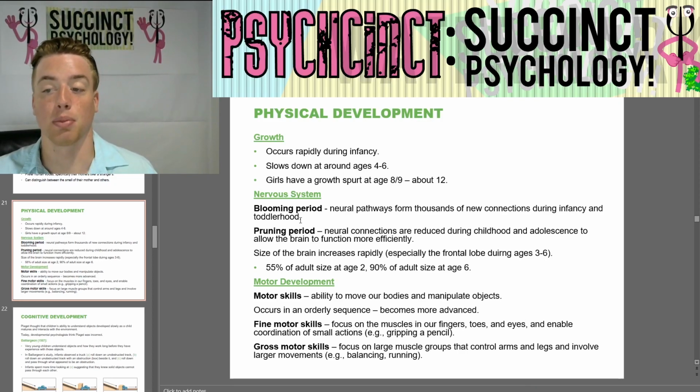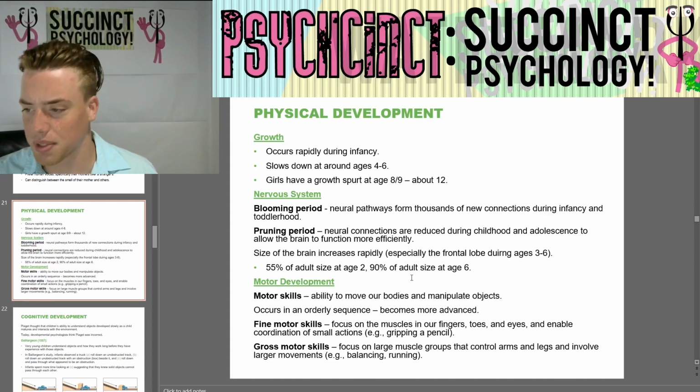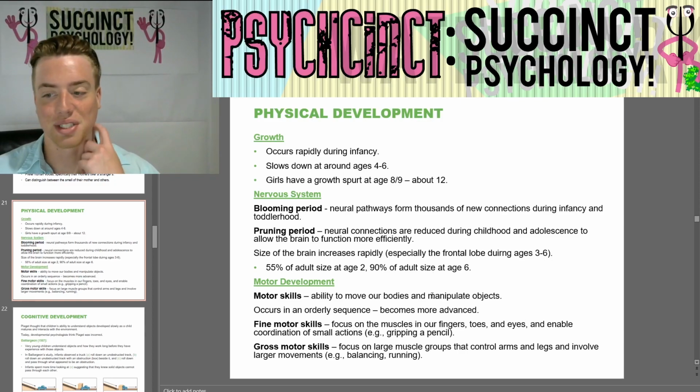Now, nervous system, the blooming period. Neural pathways form thousands of new connections during infancy and toddlerhood. And the pruning period is when neural connections are reduced during childhood and adolescence to allow the brain to function more efficiently. So the size of the brain increases rapidly, especially the frontal lobe, during ages 3 to 6. It's 55% of adult size at age 2, and 90% of adult size at age 6. I'm sorry, I tripped myself up there.